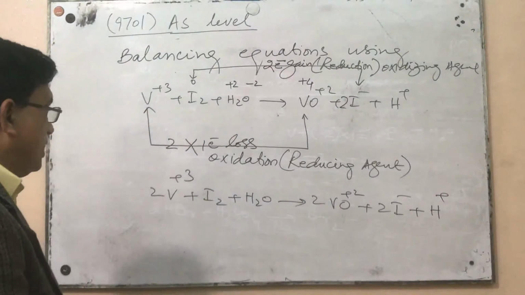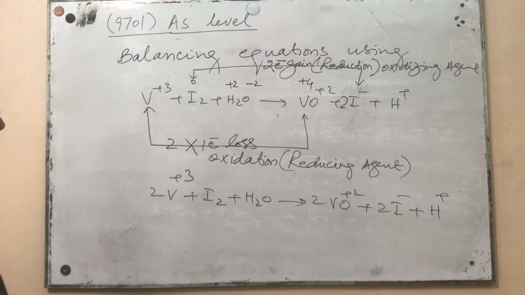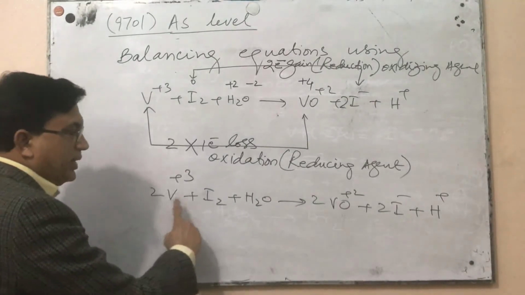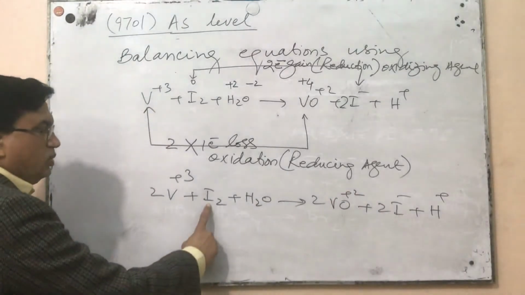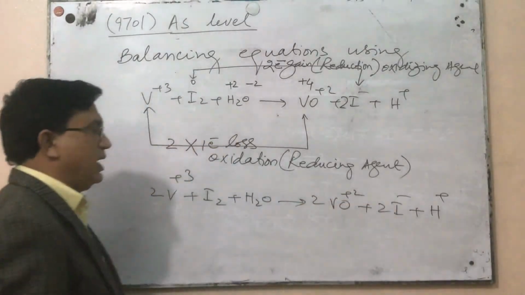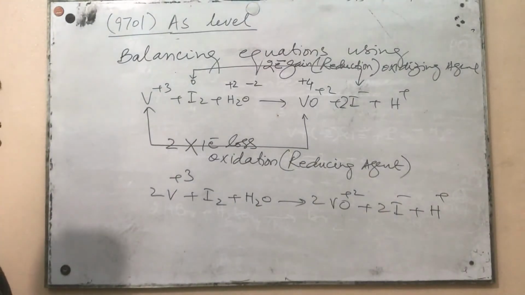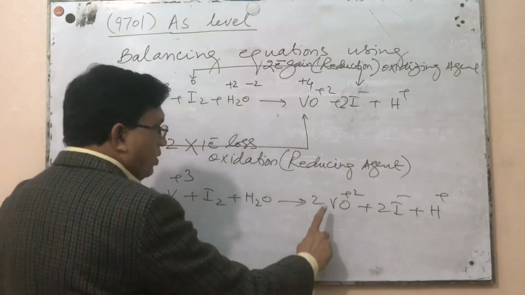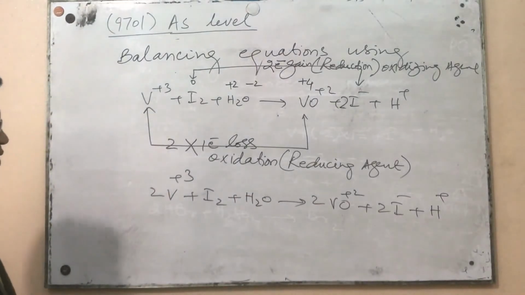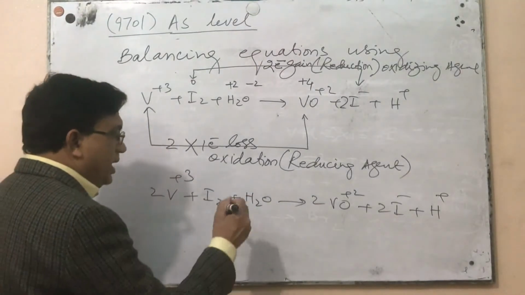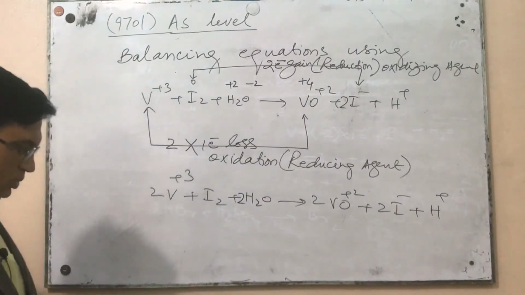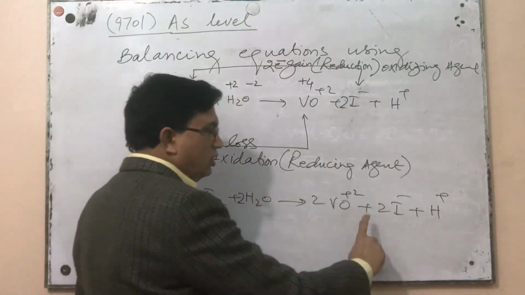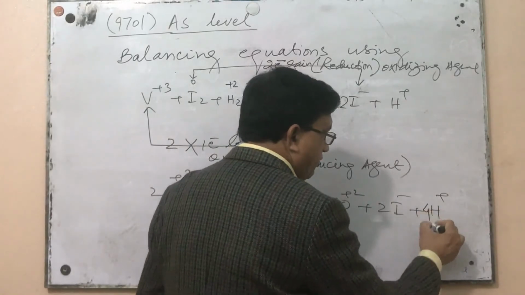Now we have to balance the rest of the equation using the same method. First of all, the element that appears least is balanced. 2 vanadium, balanced. 2 iodine atoms, balanced. Now, what is left? The leftover is oxygen and hydrogen. How many oxygen are there on the product side? 2 oxygen are there. Definitely, to balance the oxygen, we will multiply by 2. And now, we have to balance the hydrogen. Hydrogen on the reactant side is 4, on the product side is 1. We will multiply this by 4.